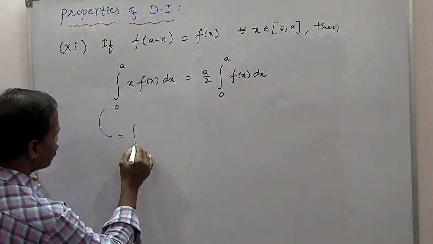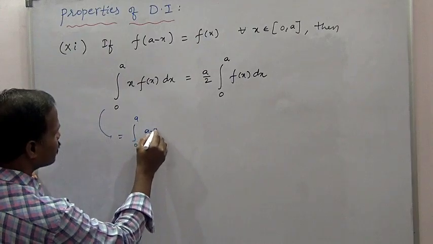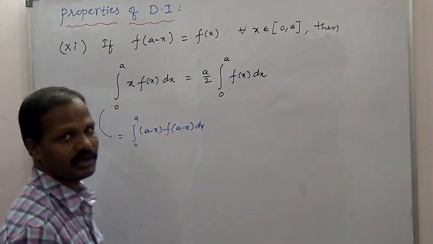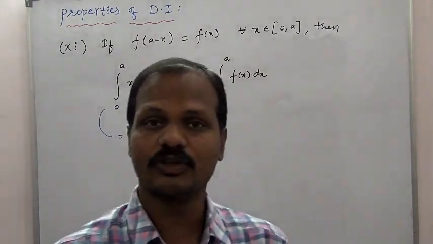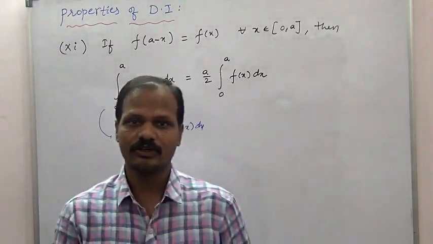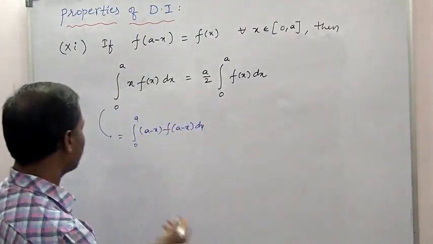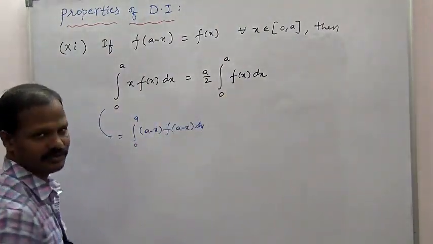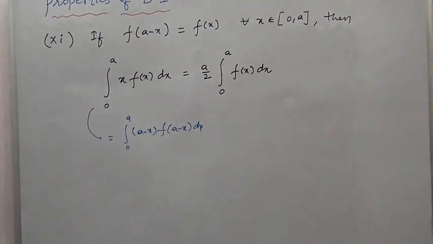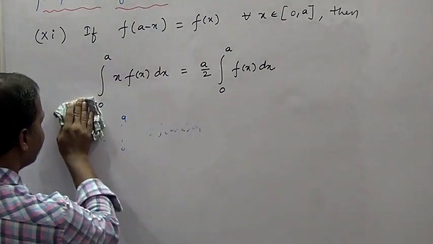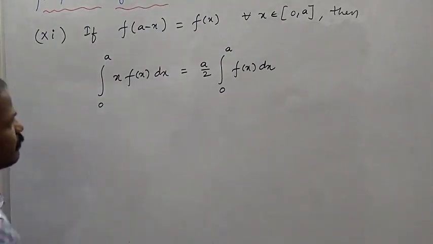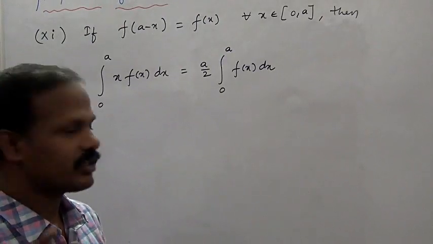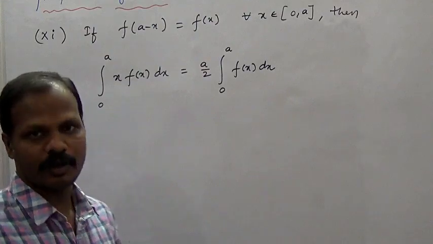This can be written as integral 0 to a of a minus x times f of a minus x dx. Our property: integral 0 to a f of x dx equals integral 0 to a f of a minus x dx. So by taking this and splitting it, you will get this. It's very easy, no problem. Later I will give one example for this, because the problem depends not only on this but on another property also. So I will give one example for both the properties.